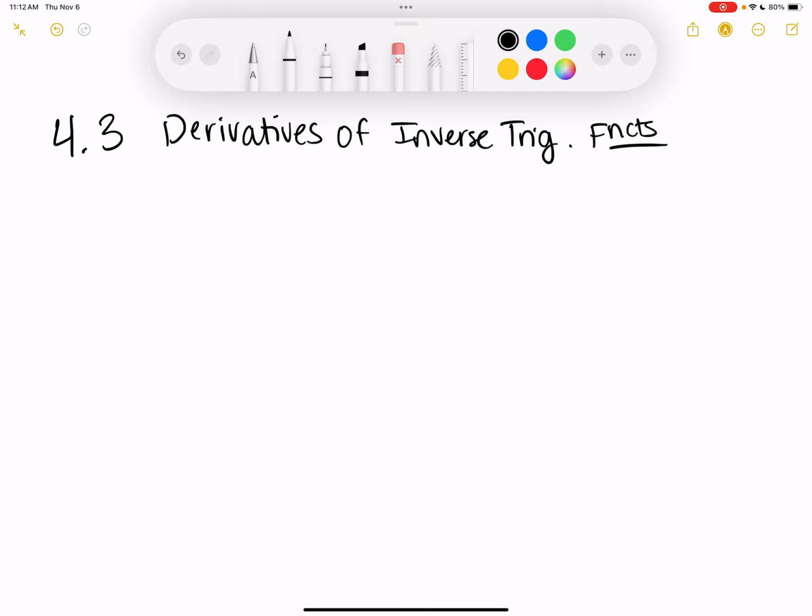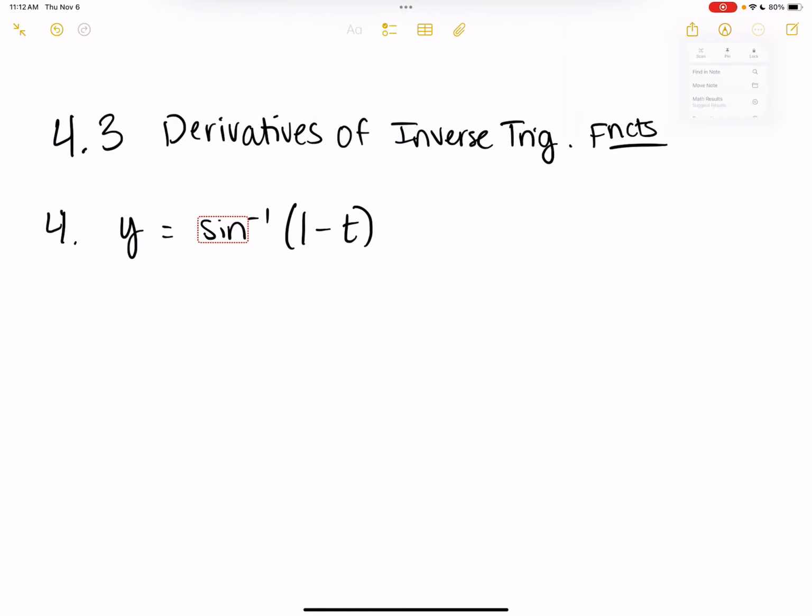Find the derivative of y with respect to the appropriate variable. So number 4, we've got y equals the inverse sine, or arc sine, of 1 minus t. So when we do this, we treat the stuff that's inside just like it was x, and then we're going to take the derivative of that inside piece after the fact as part of our chain rule.